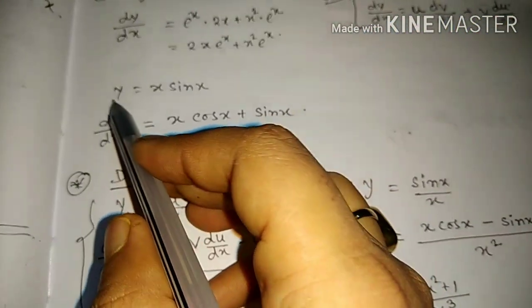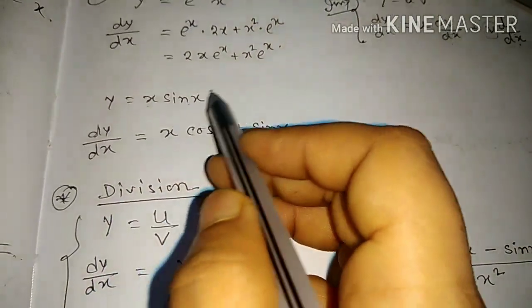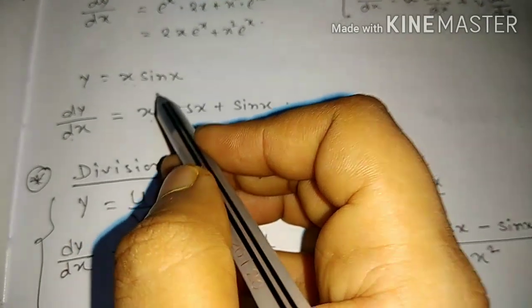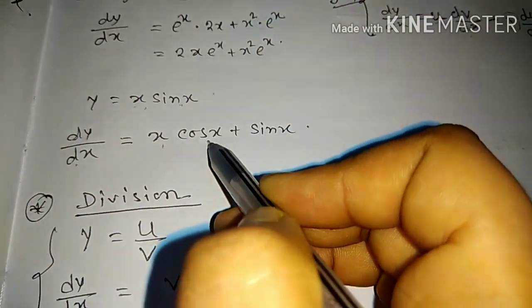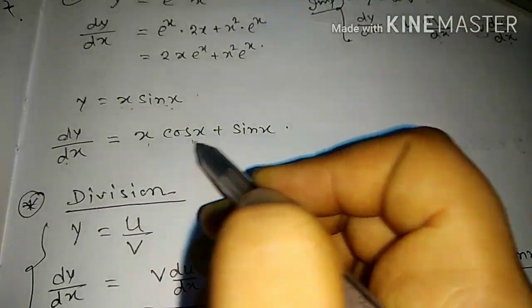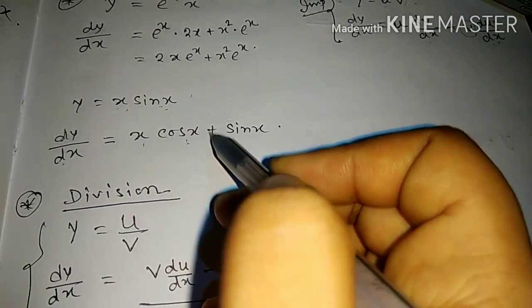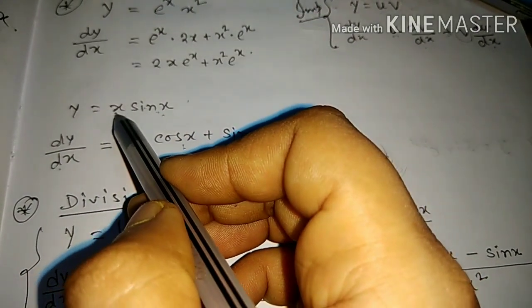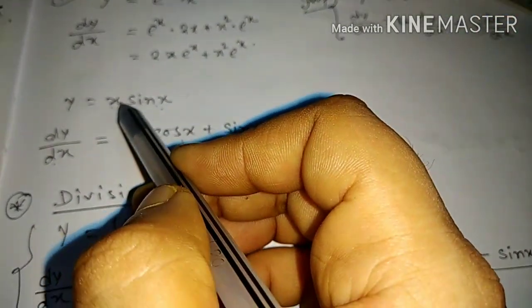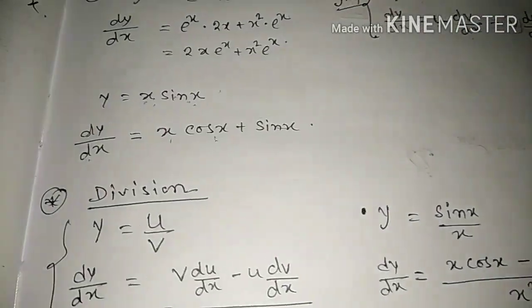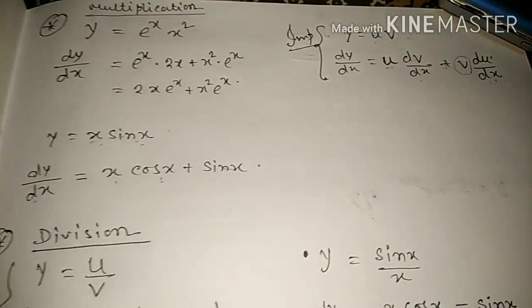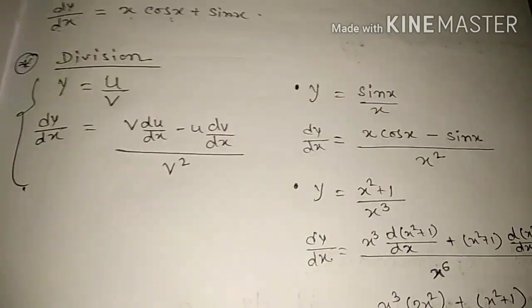Then this one, y equals x into sin x. So dy by dx equals u, into the derivative of sin x, which is cos x, because sine is a good boy, that's why positive cos x, plus v, which means sin x, into du by dx, that means dx by dx, that is 1. So x cos x plus sin x. This is for multiplication.